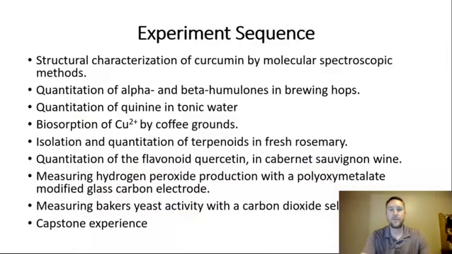So the experimental sequence that we used looks like this. In total, the students do about 10 different experiments over the course of the semester, and then at the end of the term they engage in a capstone experience. Now, if you're doing the math, there's not 10 up here, and that's because at the front end of this course we have some experiments that aren't part of the thematic piece that introduce students to some of the very fundamental aspects of instrumentation.